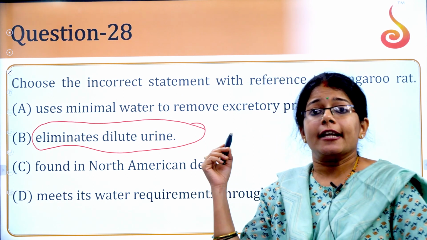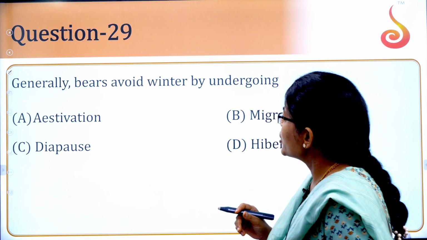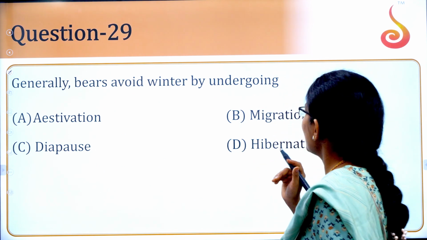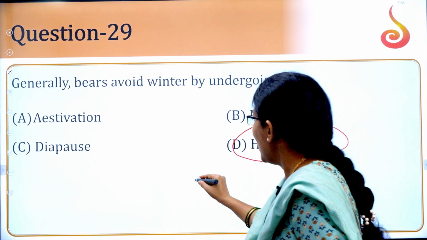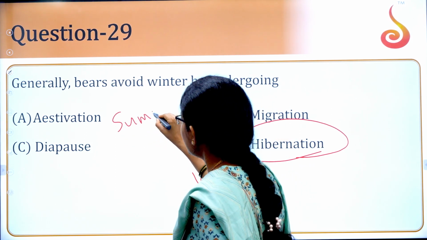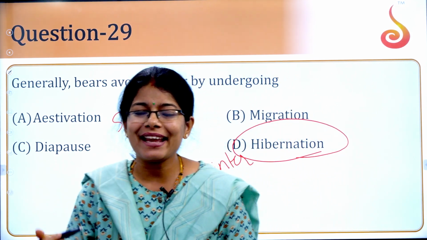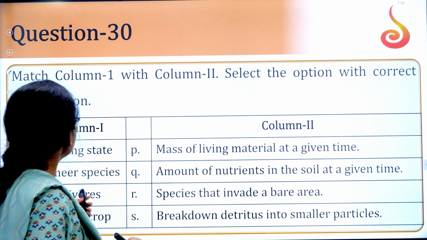It will not eliminate dilute urine. Generally, bears avoid winters by undergoing hibernation. Hibernation is winter sleep. Aestivation is summer sleep to avoid unfavorable climatic conditions, right?